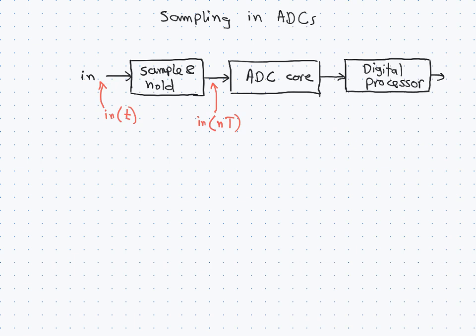In this respect, since the digital signal is almost always discrete time, this sampling is an inherent process in an analog to digital conversion.